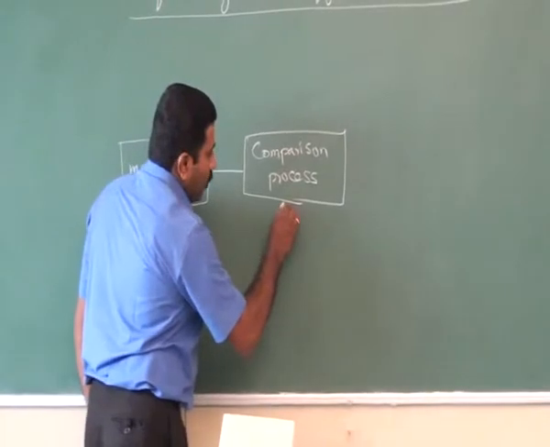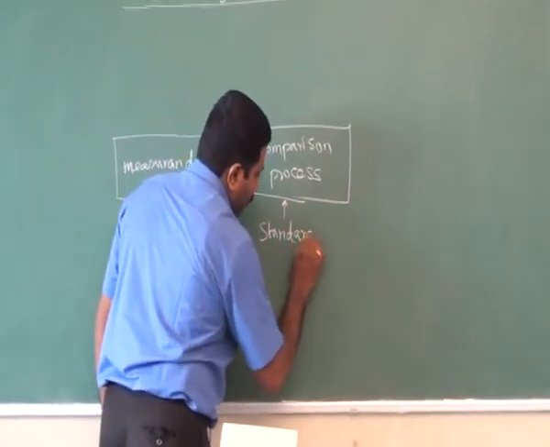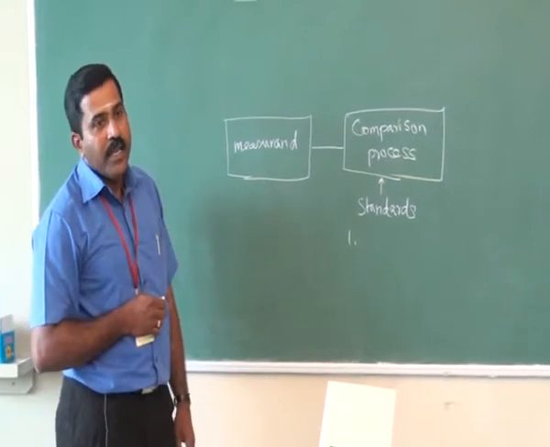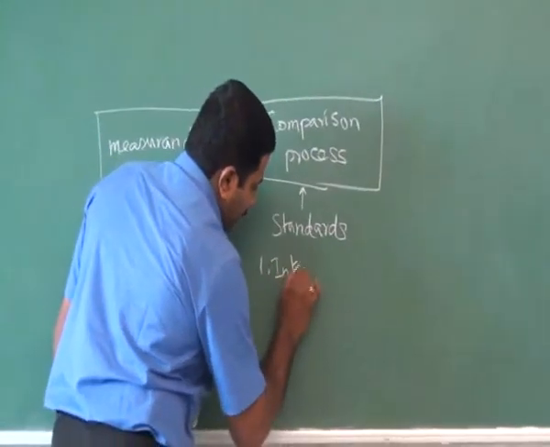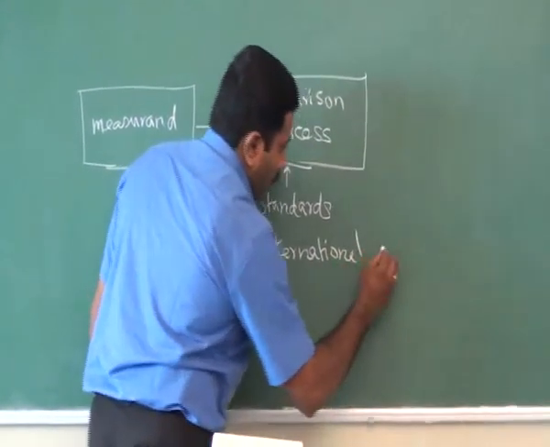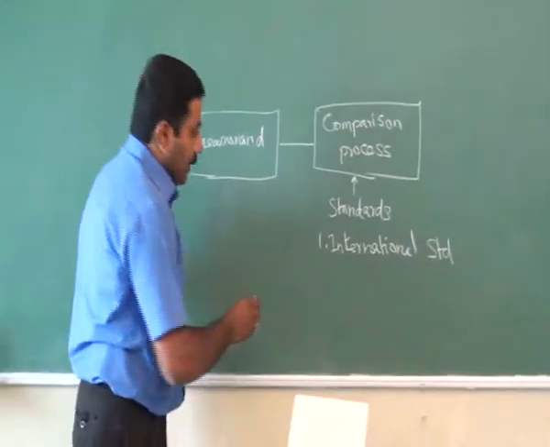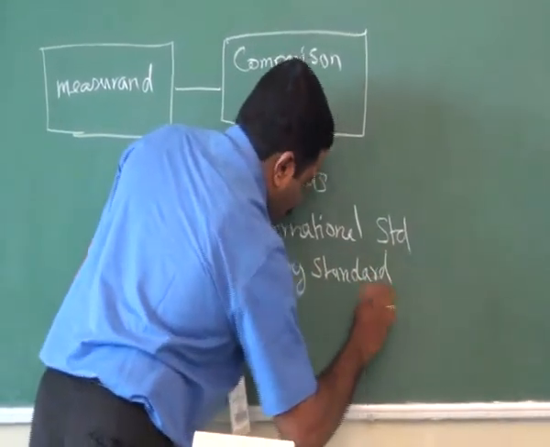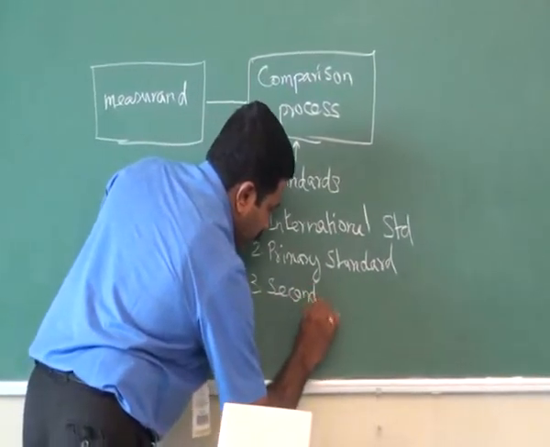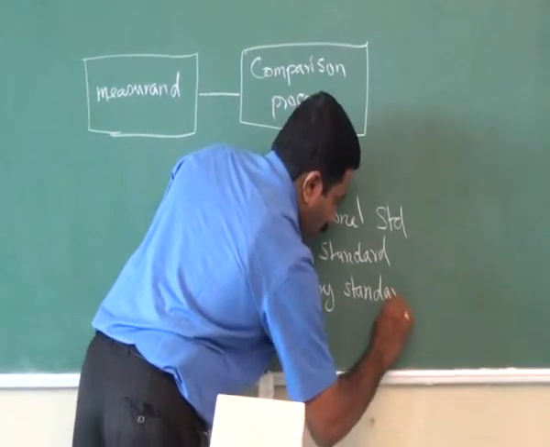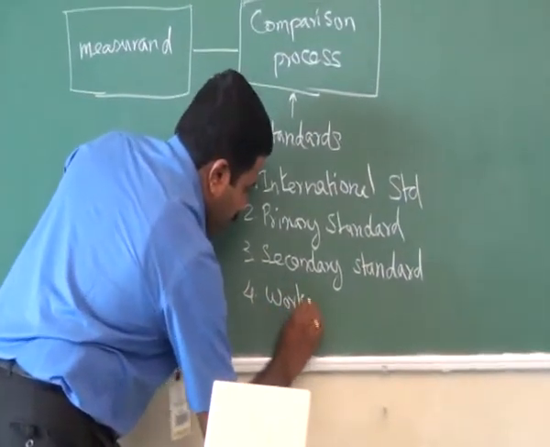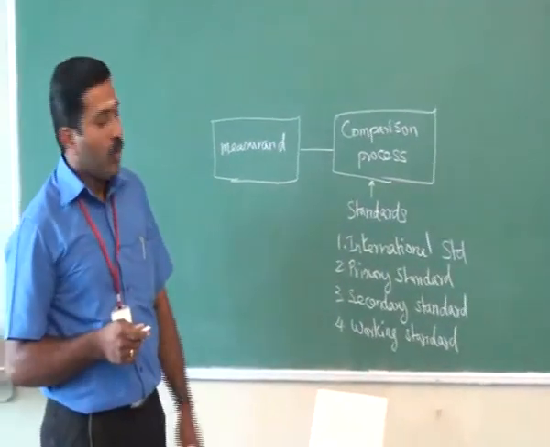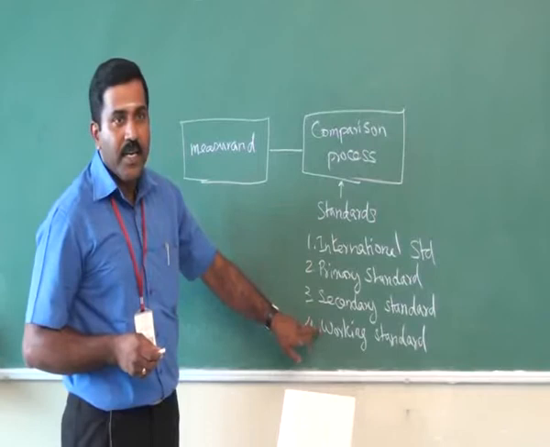What standards are available to compare with? Various standards are available that we have to follow, at the international level and the national level. The first one is the international standard, the next is the primary standard, the third is the secondary standard, and the fourth is the working standard. These four standards we have to follow.